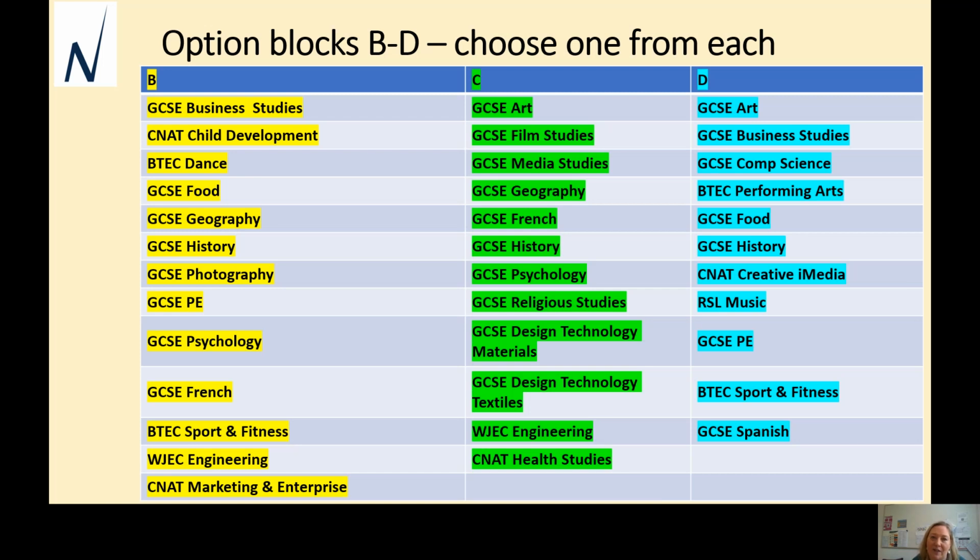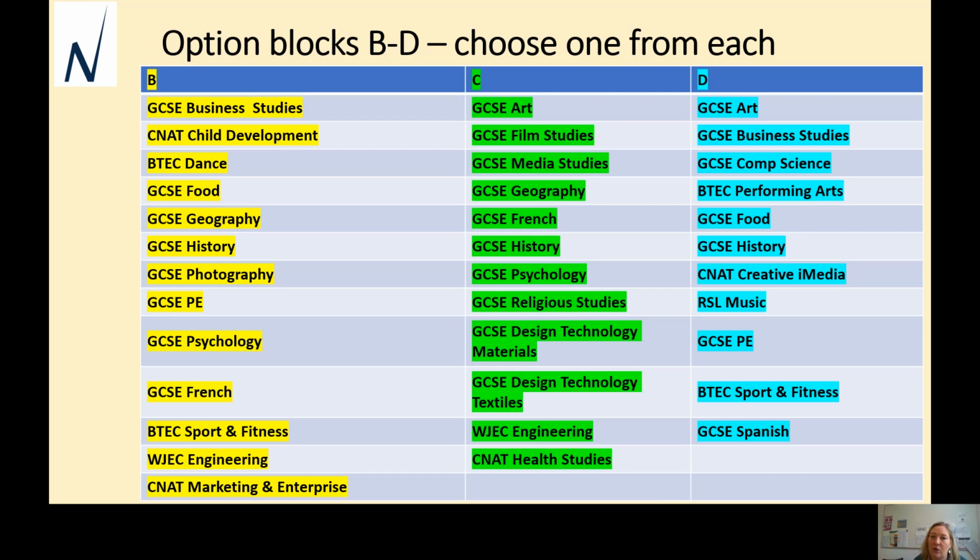Design technology has got 50% practical. However, the other 50% of exam for design technology is quite weighted on maths and understanding your maths with design technology, the same with textiles, in comparison to, for example, WJEC engineering, more practical, less exam, less emphasis on your higher order math skills. And then our block D here, you'll see that we've got creative iMedia.